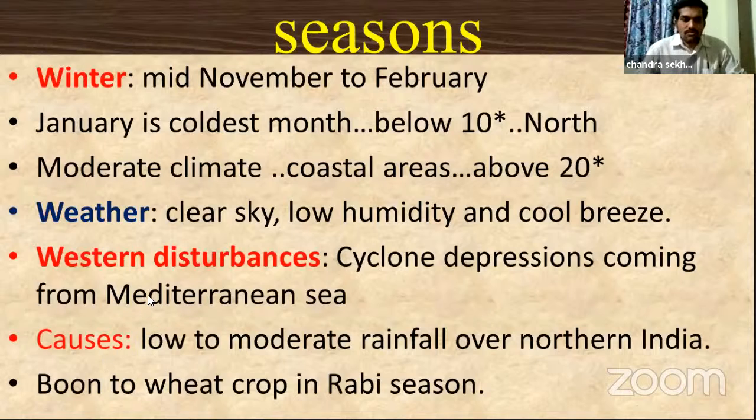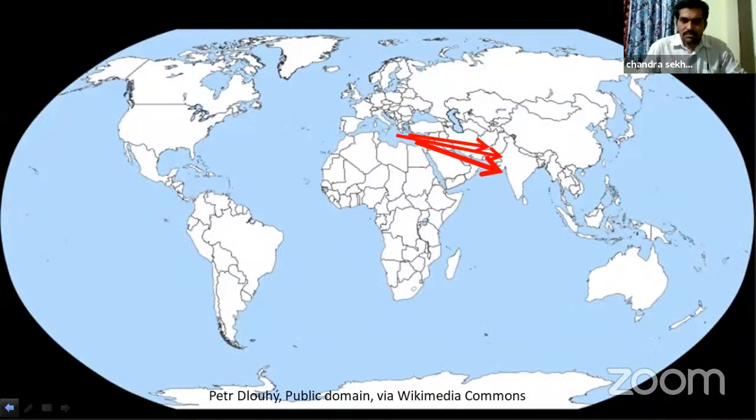So, the cyclonic depressions coming from the Mediterranean Sea cause low to moderate rainfall over northern India because of these disturbances. At the same time, these are helpful for the wheat crop in Rabi season. It is very useful for the wheat crop in Rabi season, particularly in northern India. So you are observing western disturbances which are coming from the Mediterranean Sea to India.